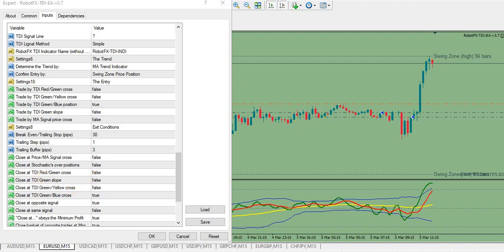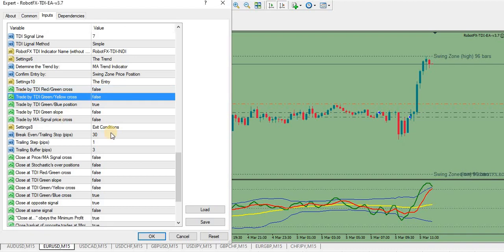Now another option to confirm another trade signal, trade entry, is the TDI green yellow cross. And of course I forgot to say it is opposite with the sell. If there is a downtrend and the green moving average falls under the red moving average, the expert advisor will open a sell, right? Sell, sell, sell right here, sell, and so on.